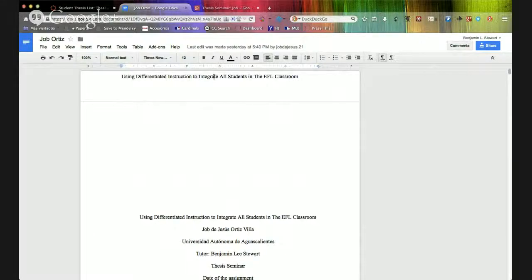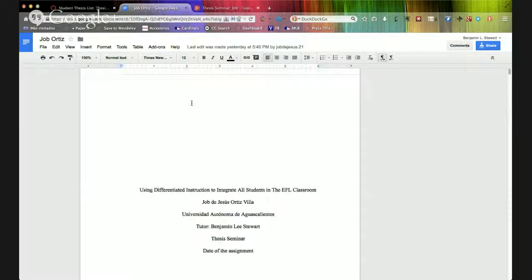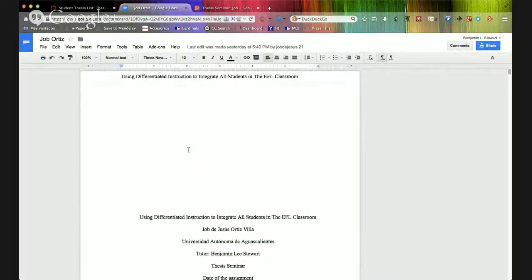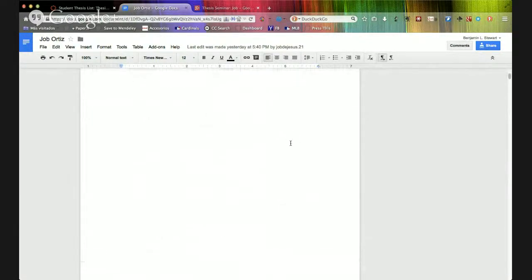1, 2, 3, 4, 5. Using differentiating strength to integrate students. Using differentiating to integrate all students. Or just using differentiating. Remember strength, we were going to change it. I don't think you told me it was going to be the last part. Okay. So it may change. Yeah, it may change. But yeah, I mean, first 5 or 6 words, yeah.